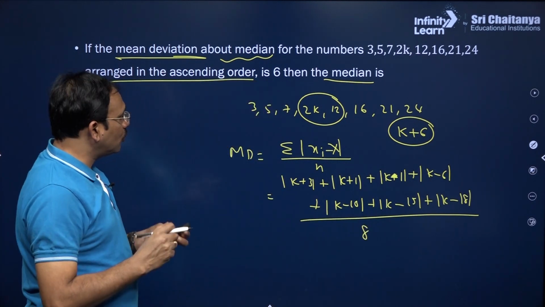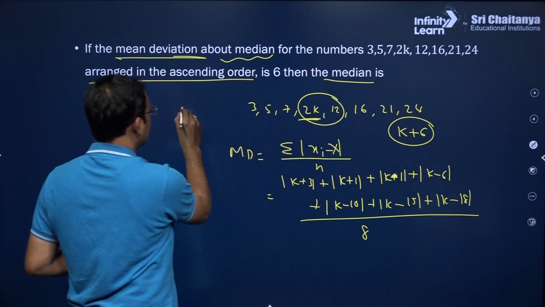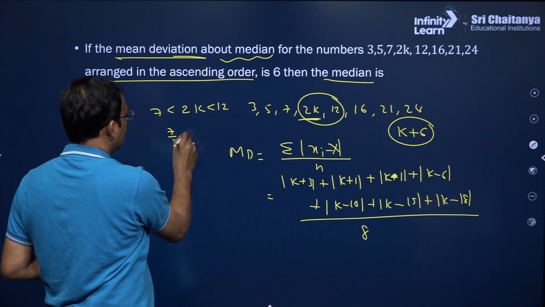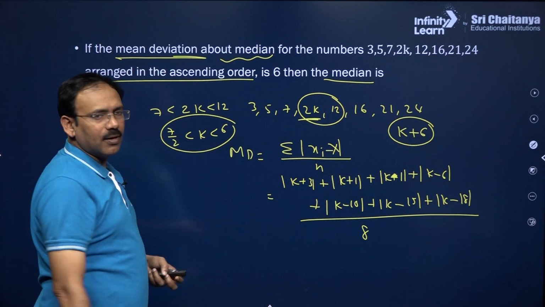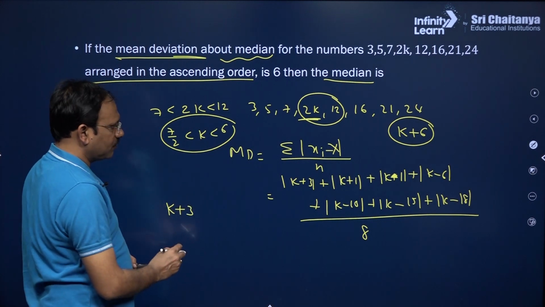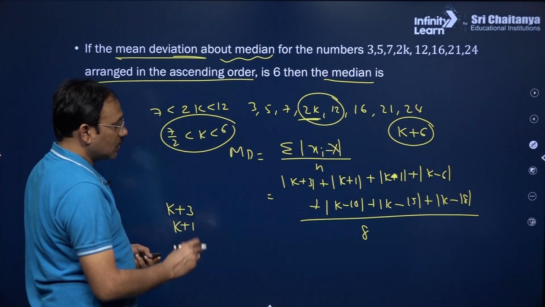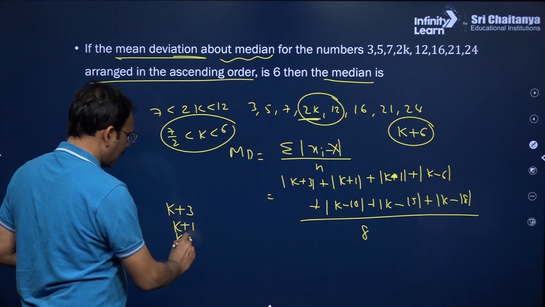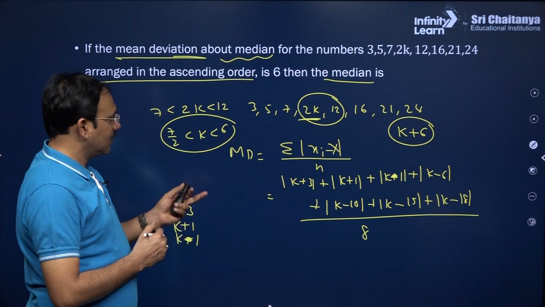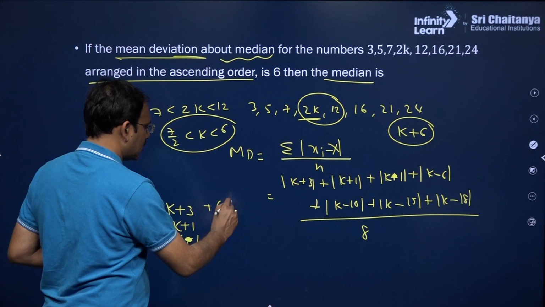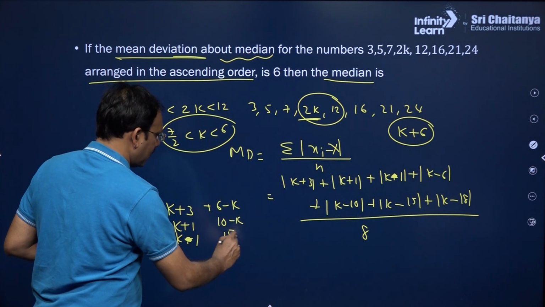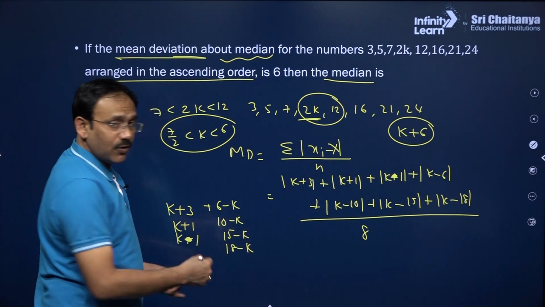Now, my dear friends, remember, as they are in ascending order, 2k must be more than 7 but less than 12. So, that is 7 by 2 less than k less than 6. K is a number more than 3.5 but less than 6. So, k plus 3 is positive, k plus 1 is also positive, k minus 1 is also positive. The next, k minus 6: you see, friends, the k value is less than 6, right? So, k minus 6 is negative. Taking out the modulus, this becomes 6 minus k, this is 10 minus k, this is 15 minus k, this is 18 minus k.